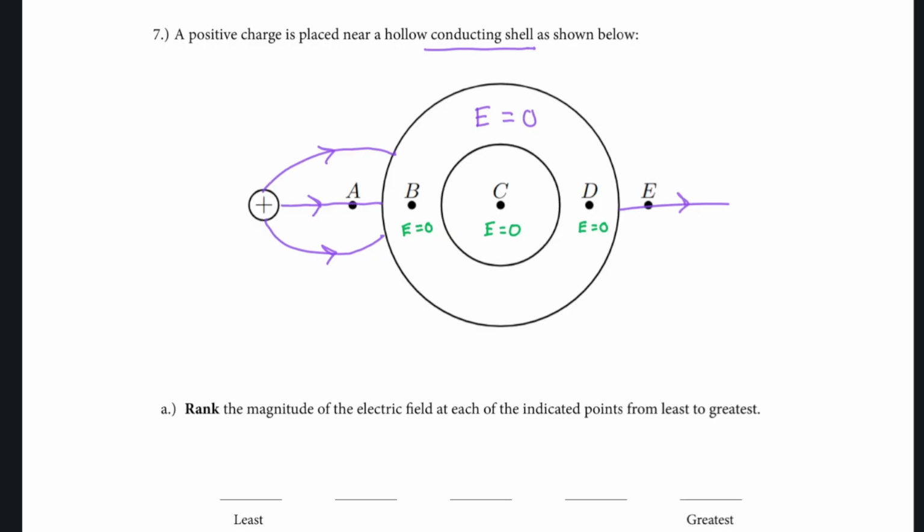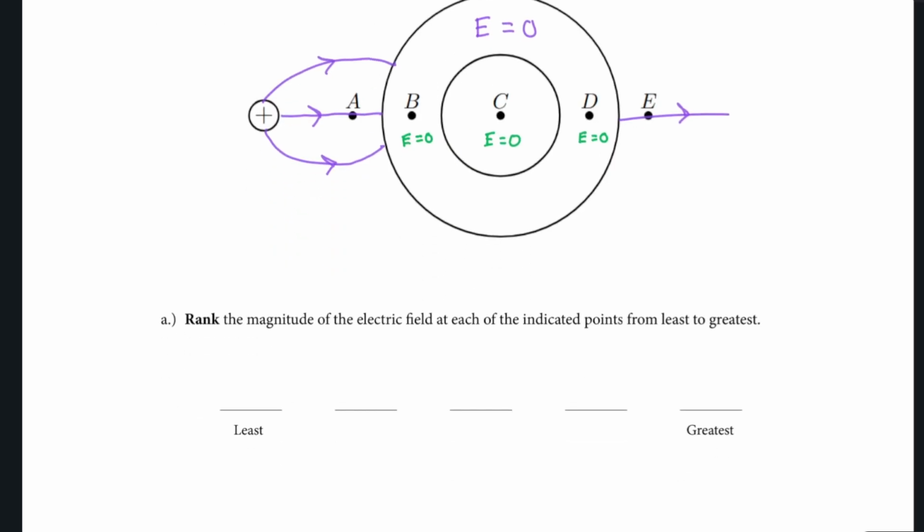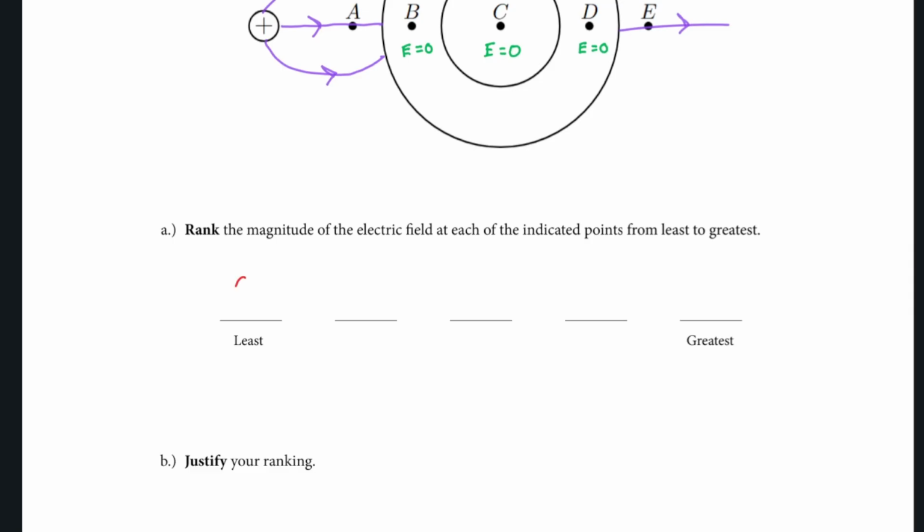But the important thing is that notice there is an E field at points A and E. Because if I place a positive charge at A, it will definitely get pushed away. And if I put a positive charge at E, it will get pushed away because it's repelled. And since A is closer to the charge than E, we know A has a stronger E field. So for our ranking, we know that B, C, and D tie because there's 0 E field.